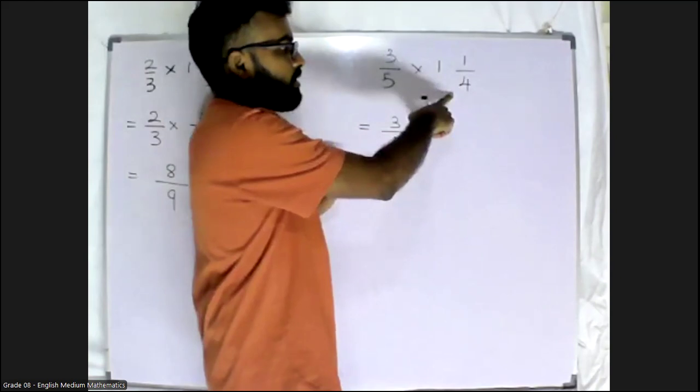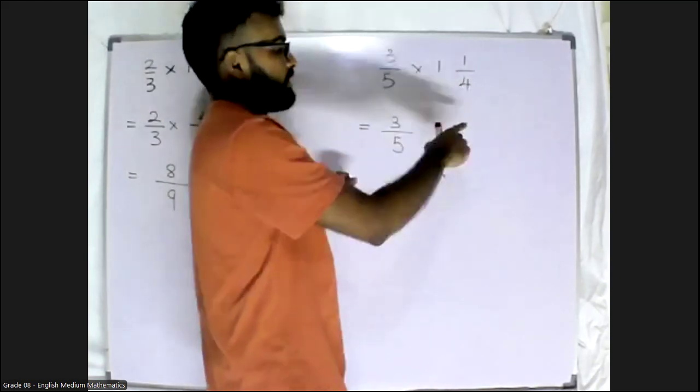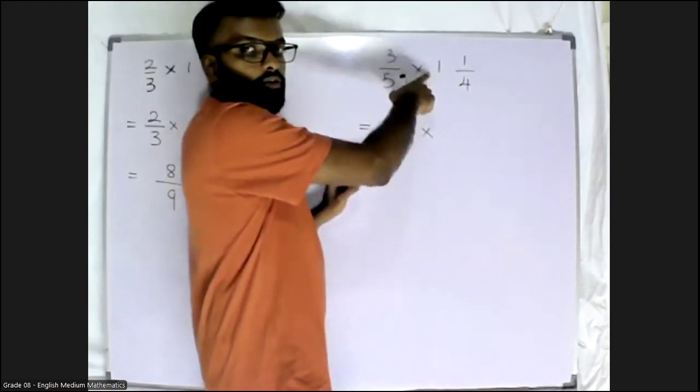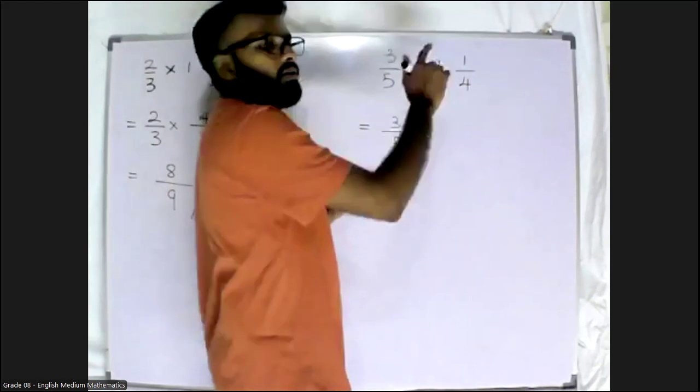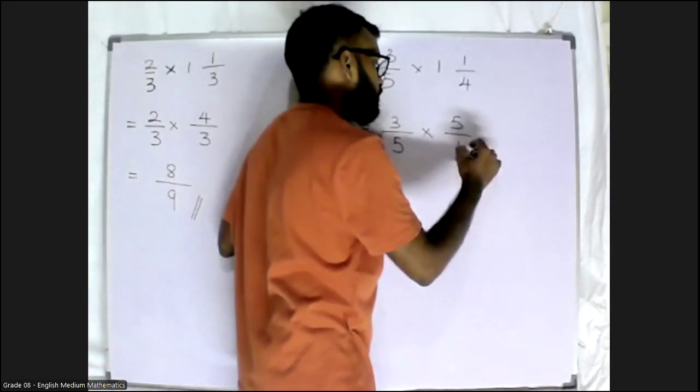Now, this is a mixed number. You know how to convert it into an improper fraction. Multiply 4 times 1, 4. 4 plus 1, 5. Numerator is 5. Denominator is 4.